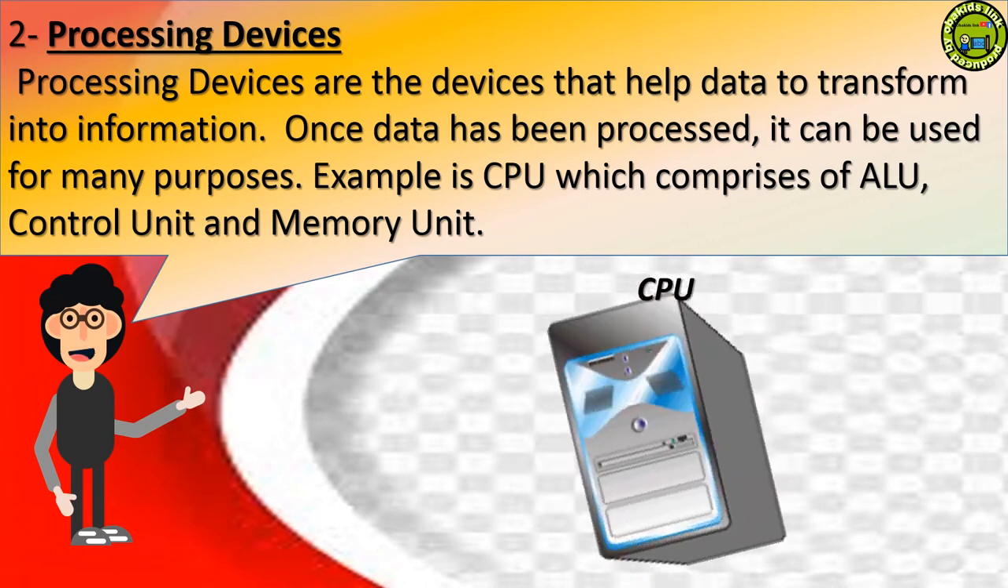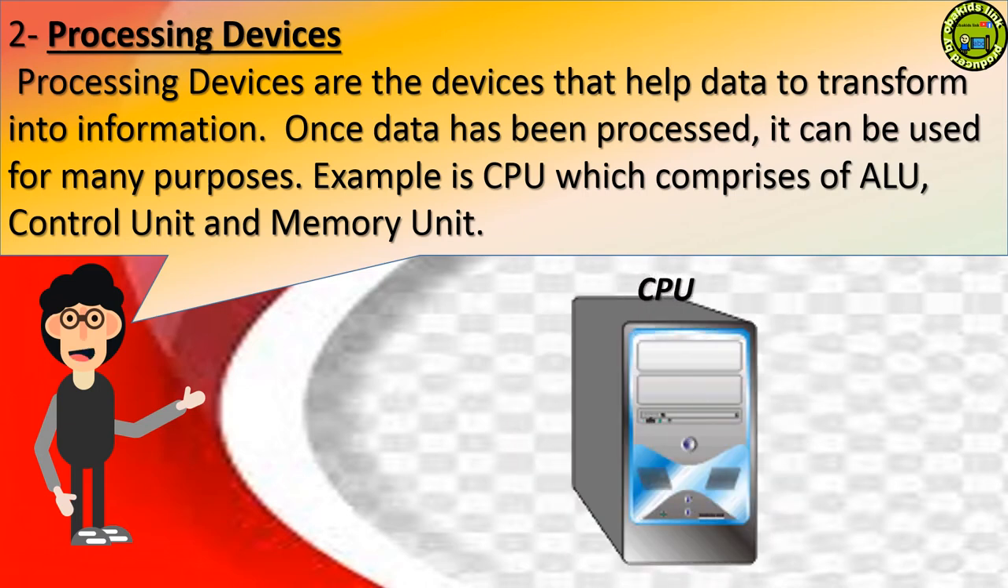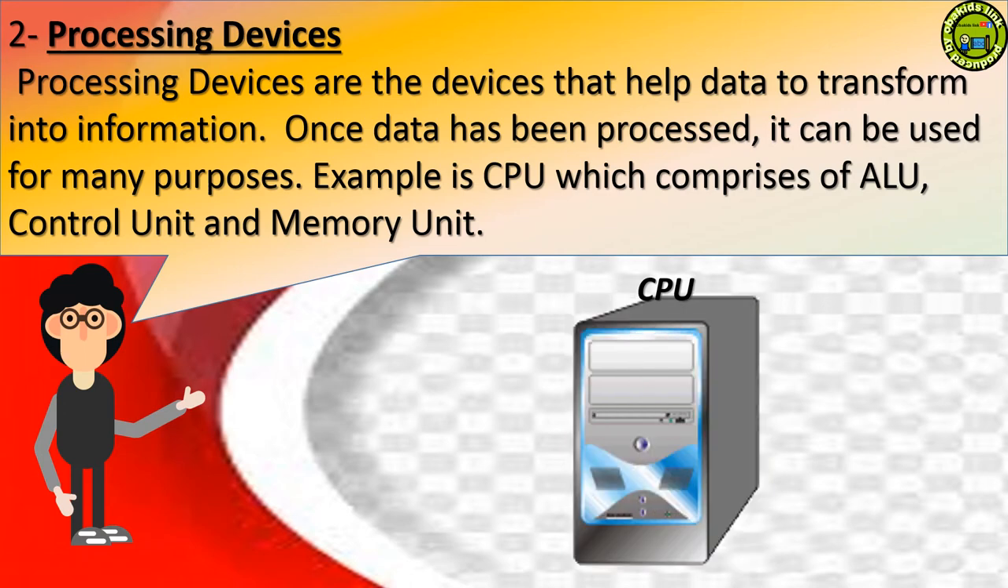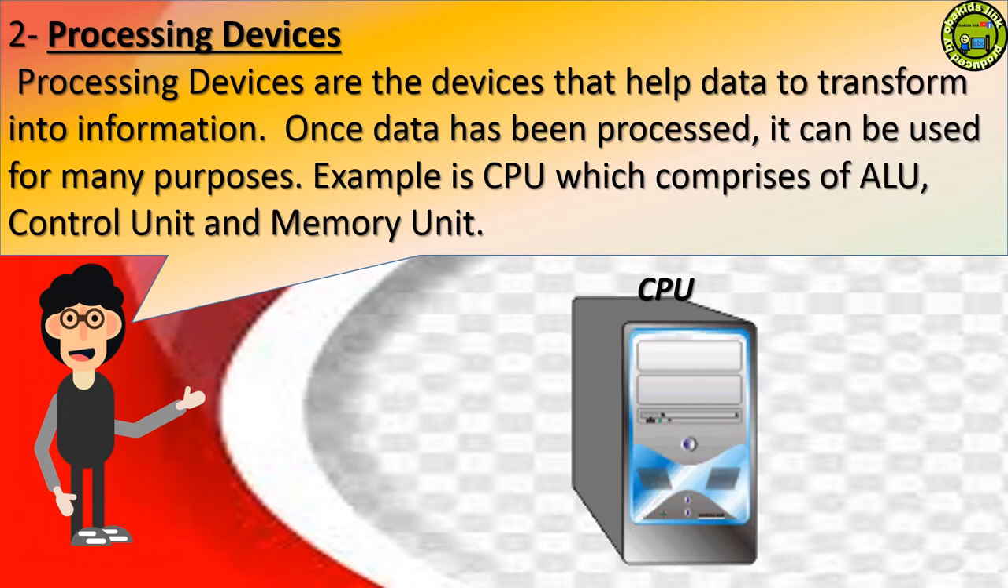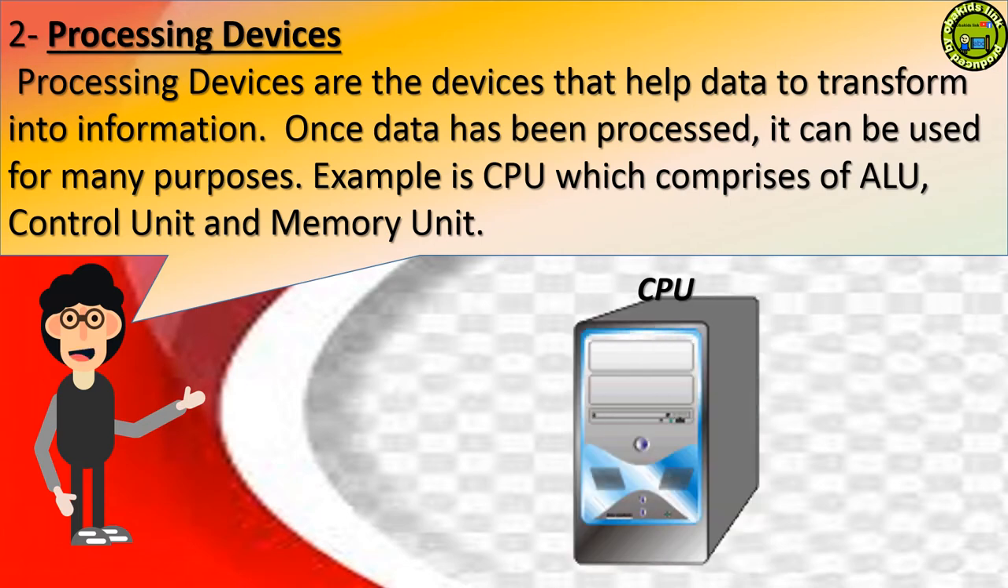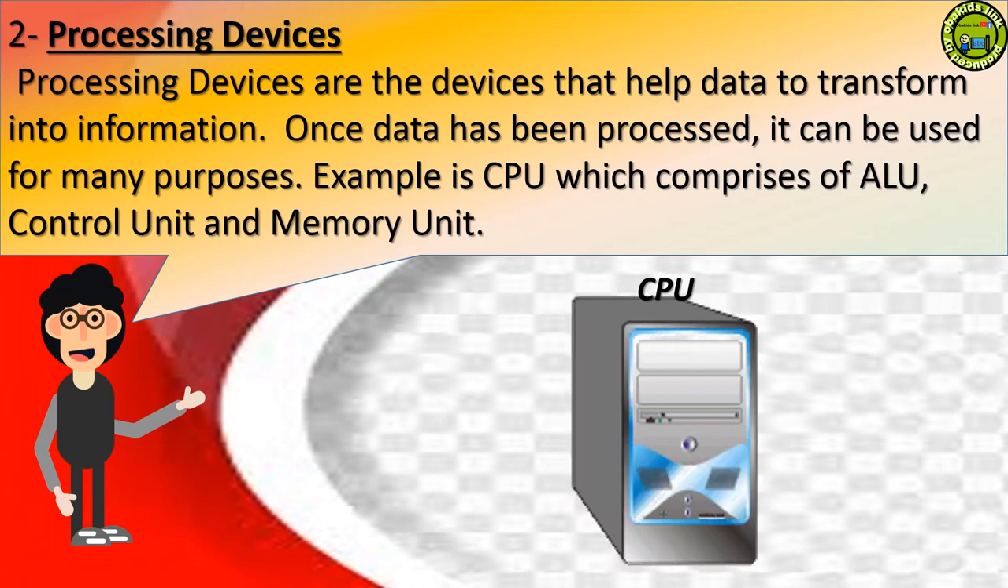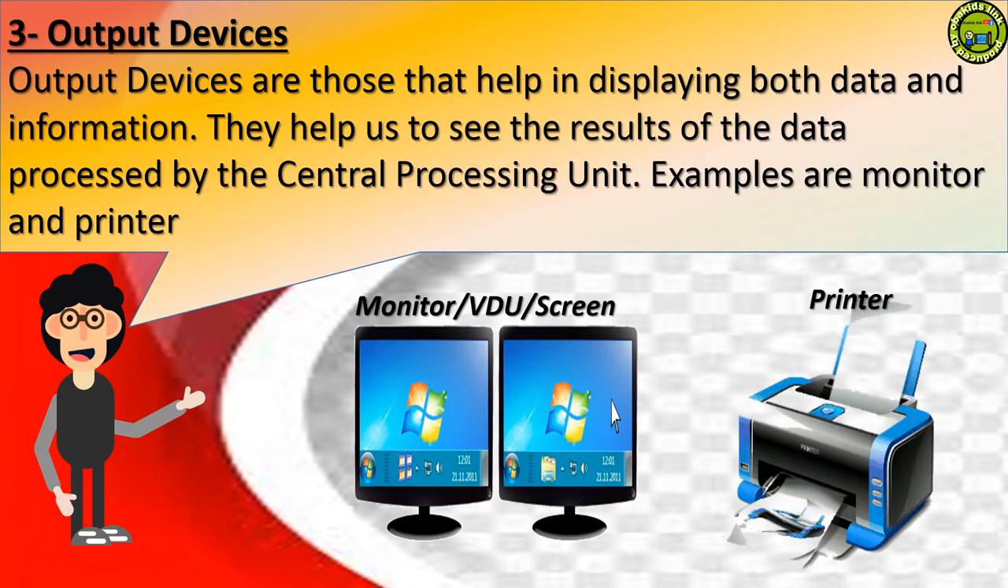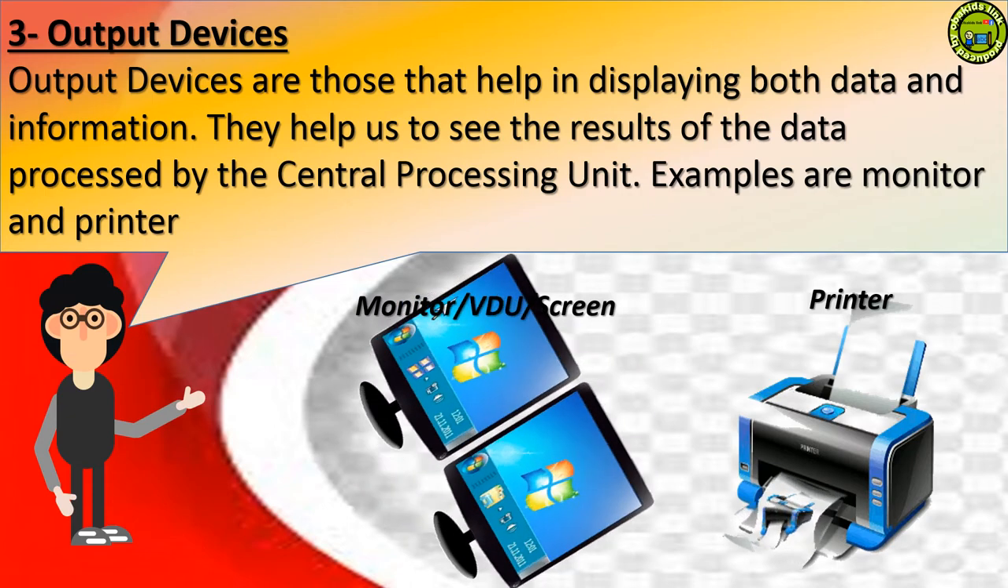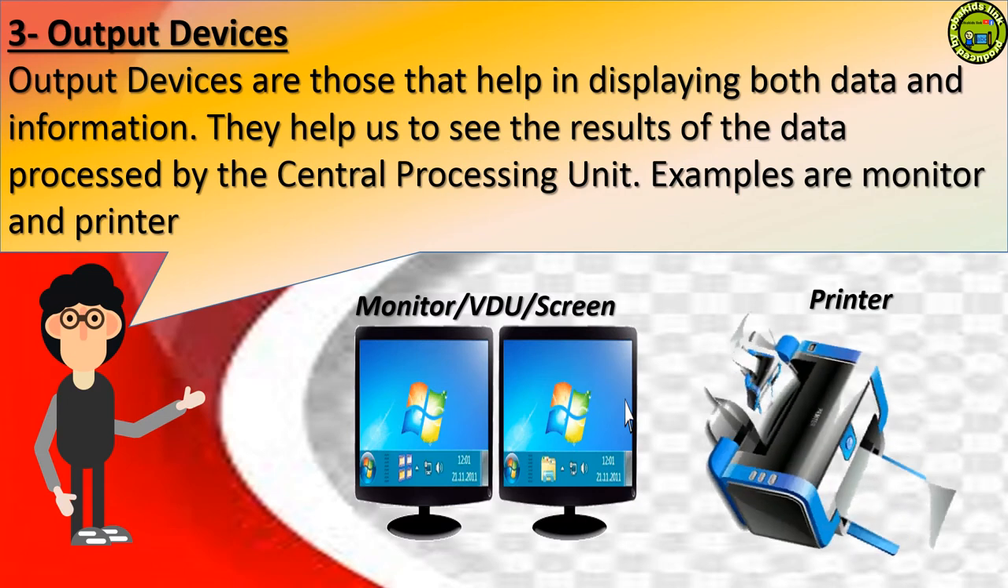2. Processing devices. Processing devices are the devices that help data to transform into information. Once data has been processed, it can be used for many purposes. An example is the CPU, which comprises the ALU, control unit, and memory unit. 3. Output devices. Output devices are those that help in displaying both data and information. They help us to see the results of the data processed by the central processing unit. Examples are the monitor and printer.